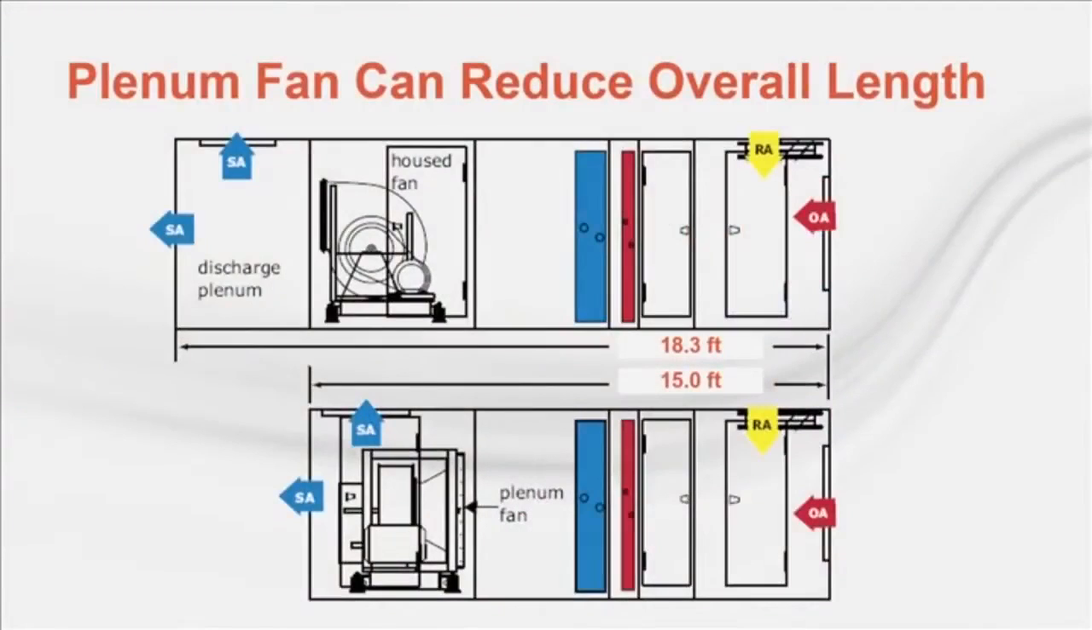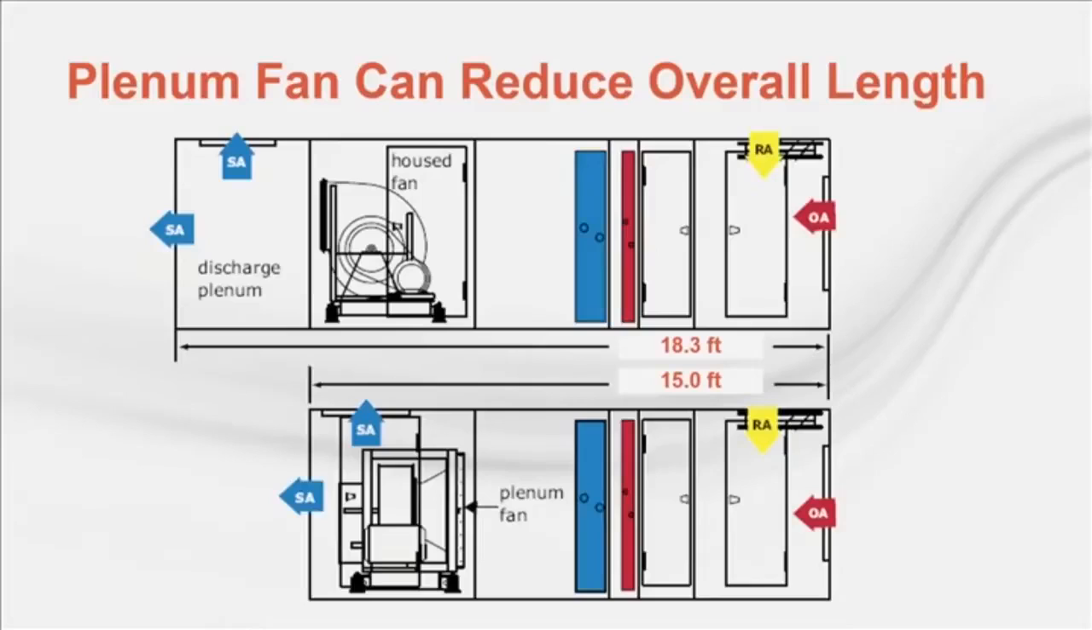So, when a discharge plenum is added to a draw-through house fan, it results in more fan power being consumed, typically to the point where a direct drive plenum fan has about the same power consumption as the housed airfoil fan. And discharge sound levels are similar, if not better, with the plenum fan. But the air handling unit with a plenum fan will likely be shorter. In this example, adding the discharge plenum to the house fan increased the overall length of the air handling unit by more than 3 feet.